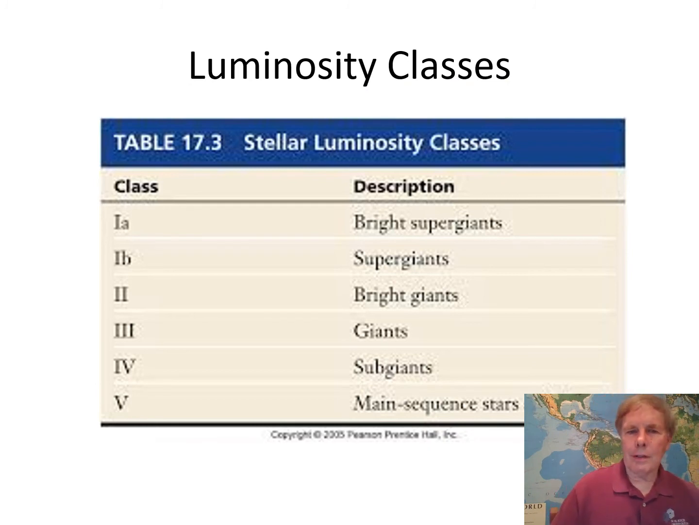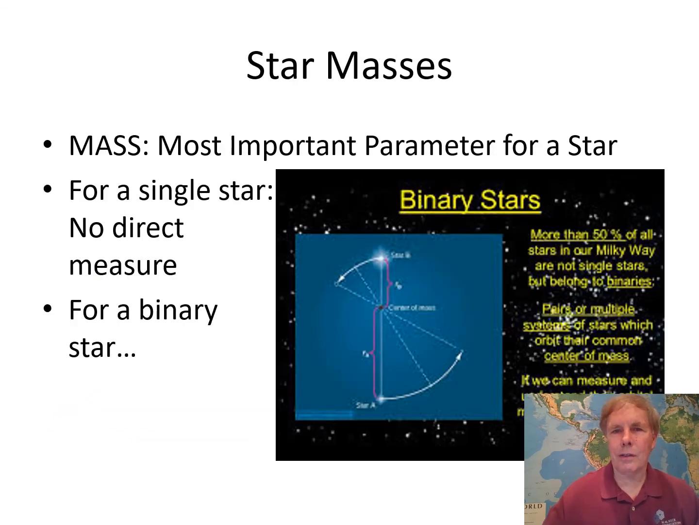Okay, now here's another thing called luminosity classes. This is simply a language for stars that are bright in some cases. These are the so-called bright supergiants, 1A, 1B, 2 bright, and the giants are 3. The subgiants are 4, and the main sequence stars are 5. This is just a code for these names. You can check this in the text too.